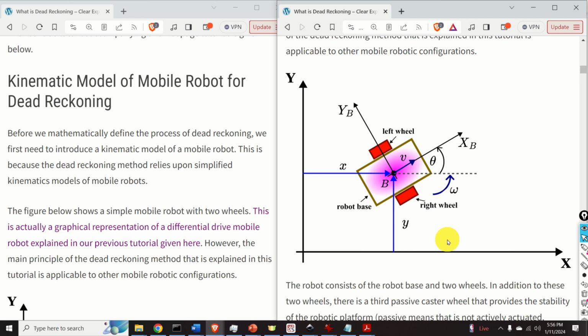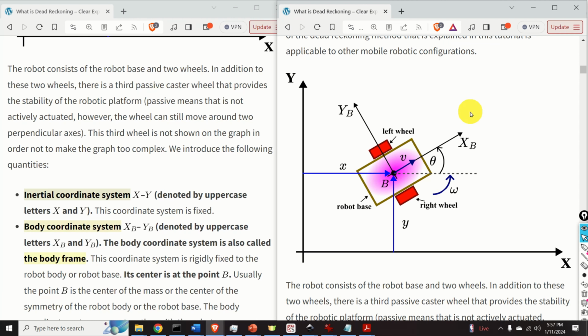The main principle of dead reckoning method that is explained in this tutorial is not only restricted to this robotic configuration, it is also applicable to other mobile robot configurations. In addition to these two wheels, there is a third passive caster wheel that provides the stability of the robotic platform. Passive over here means that this wheel is not actively actuated. However, the wheel can still move around the two perpendicular axes. This third wheel is not shown on the graph in order not to make the graph too complex.